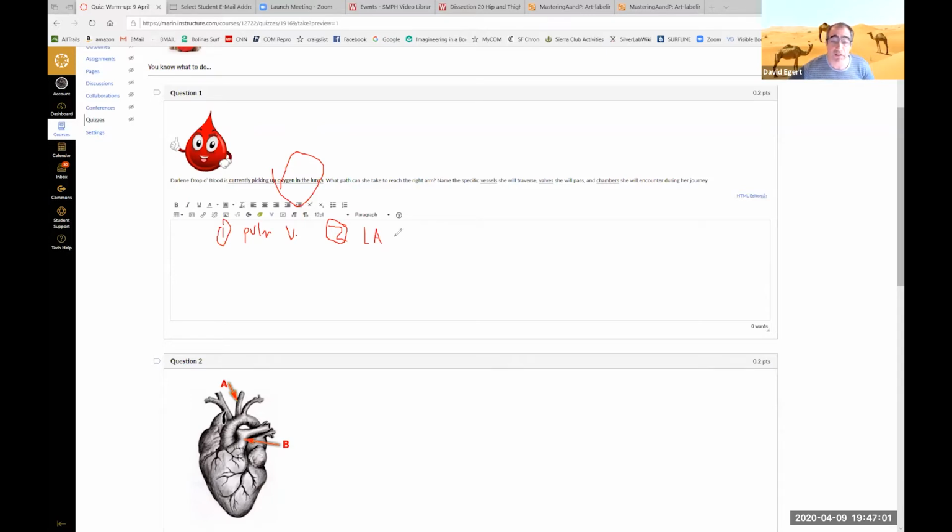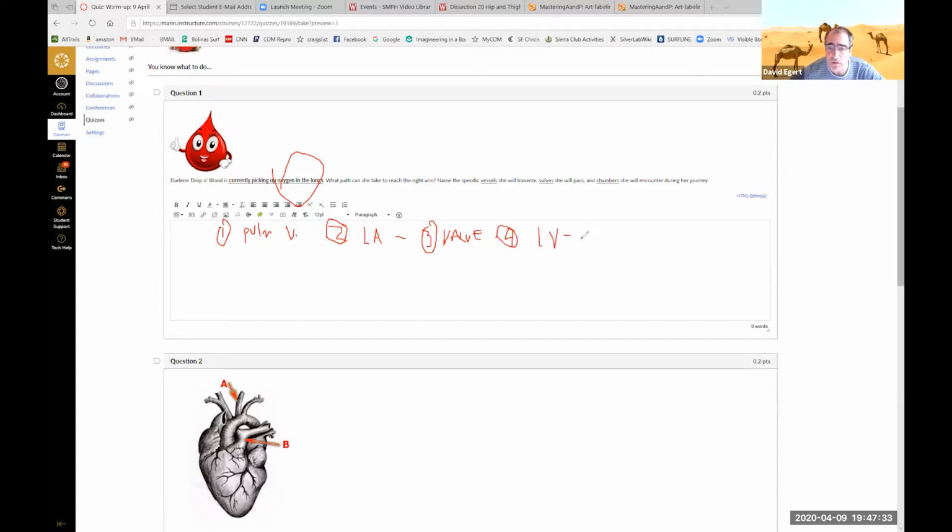And so now she's back in the heart, but she wants to get out to the arm. So what's she going to do? Go through the bicuspid valve into the left ventricle. So it's going to be the bicuspid valve. I'm just going to say valve because I'm trying to write with the mouse here, which is awkward. I need to figure out, do this valve, 4, it's going to be into the left ventricle.